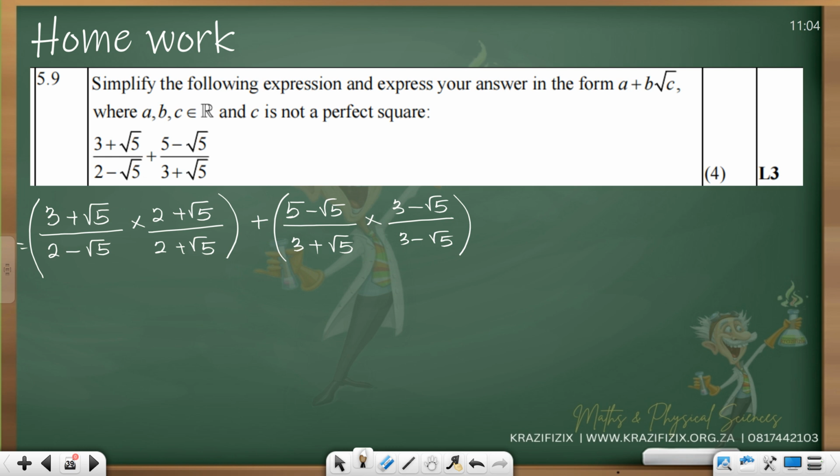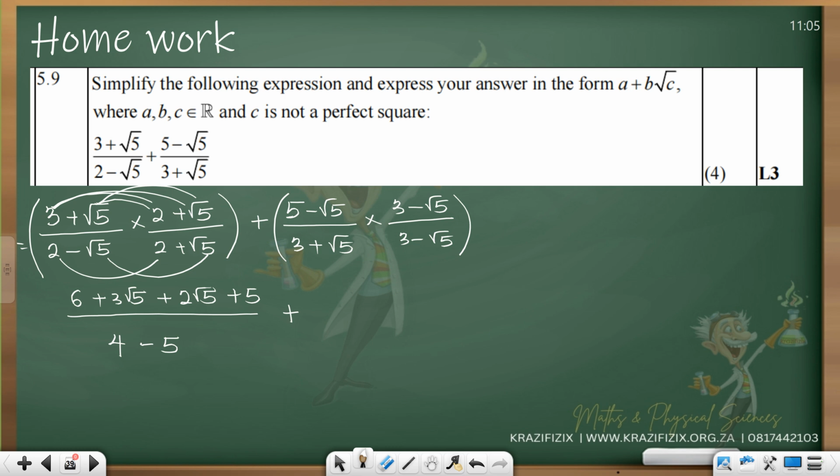What do we have? We FOIL here. 3 times 2 would give us 6. 3 times root 5 would give us what? 3 root 5. Then we come here, plus 2 root 5. Then we go there, we FOIL in. Root 5 times root 5 would give us 5, over, this is a difference of squares. 2 times 2 would give us 4. Root 5 times root 5 would give us 5.